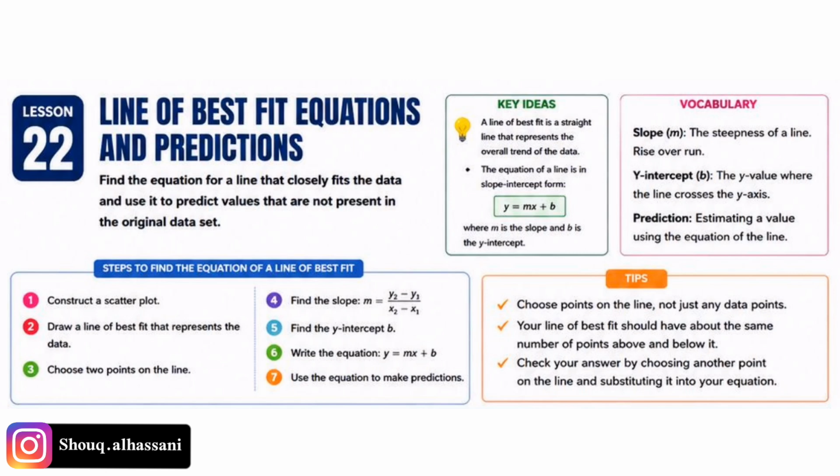Now we will find the equation. We will use the form y equals mx plus b. M is the slope, b is where the line crosses the y-axis. Put everything together and you will get your line of best fit equation. Once you have the equation, we can plug in any x value to predict y. That means we can estimate unknown data using our line.